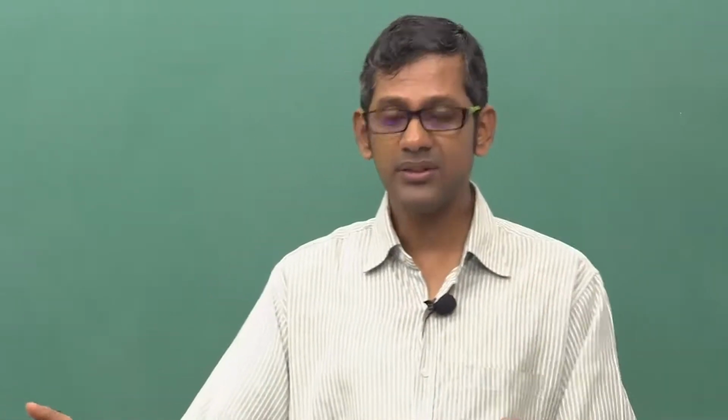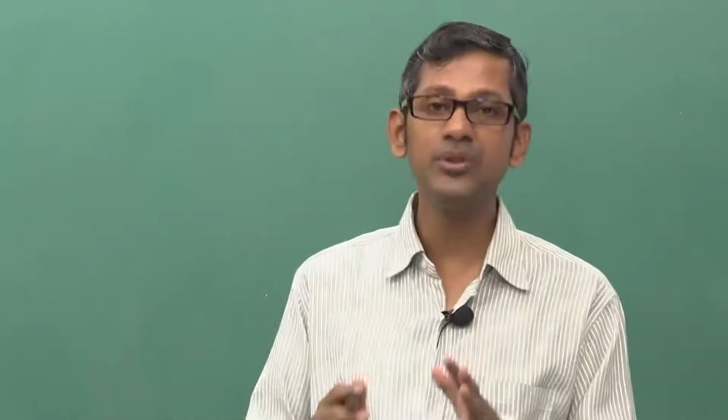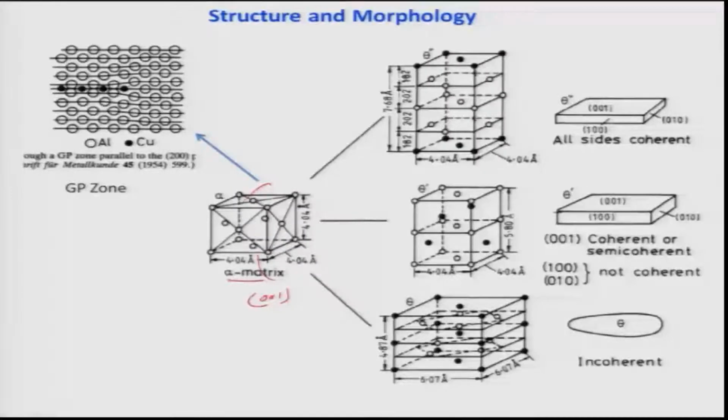Now what happens, this is the first step. The supersaturated alpha solution transforms to GP zones first. Now, if you keep it for a long time, then it will transform to theta double prime. We will discuss later why it goes first from GP zones, then theta double prime, then theta prime and theta. First let us look at the crystal structures of these. As shown, theta double prime has again a about 4.04 Angstrom and c about 7.68 Angstrom.